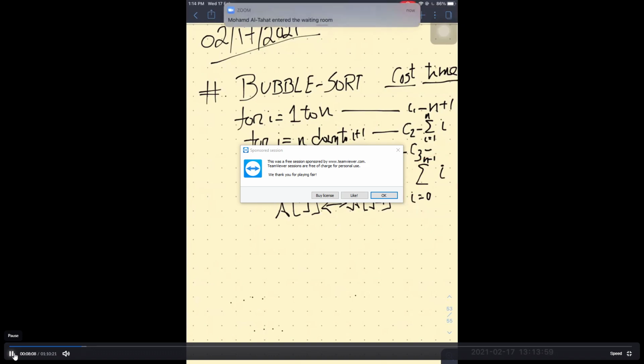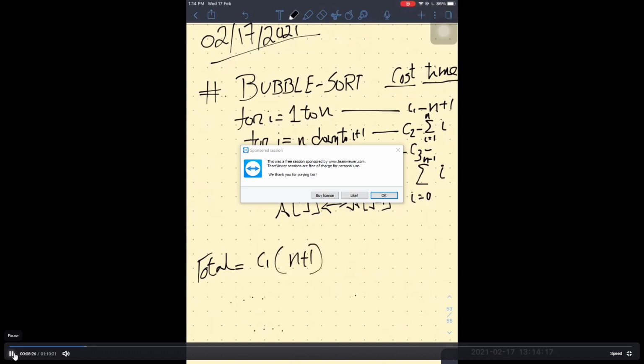So the overall runtime for this algorithm will be: total will be C1 times n plus 1, plus C2 times the summation i equals 1 to n of i, and then C3 times the summation i equals 0 to n minus 1 of i.